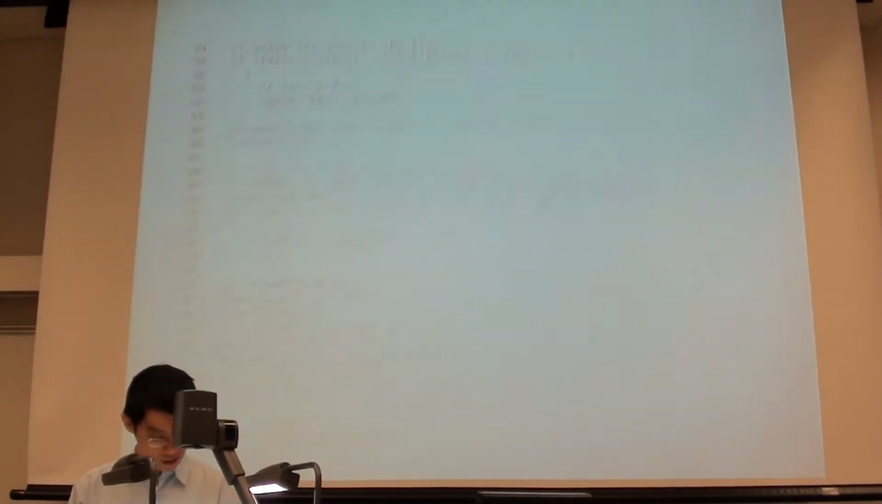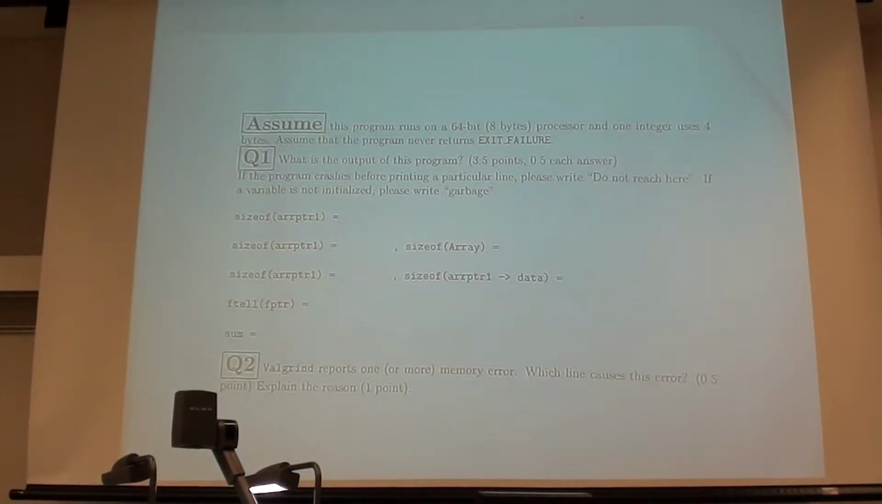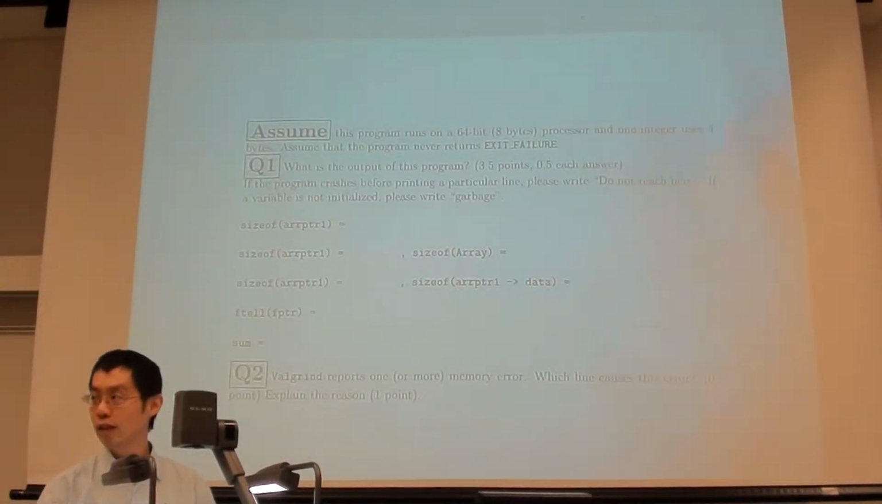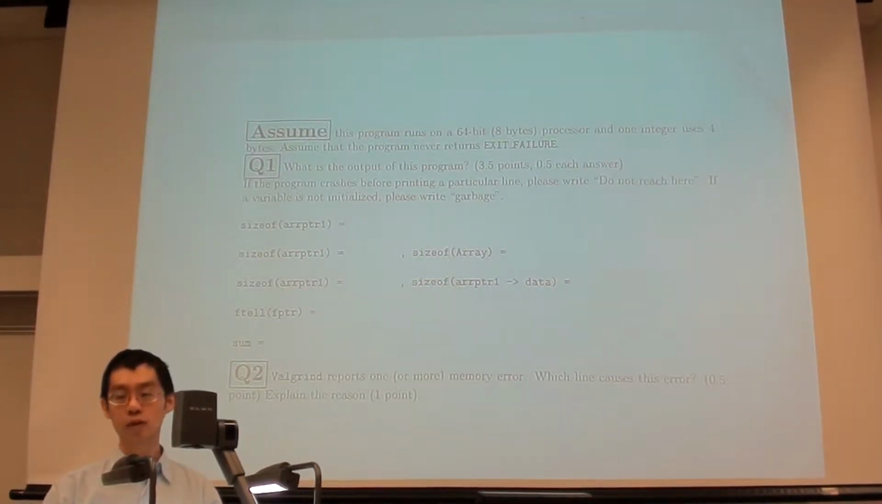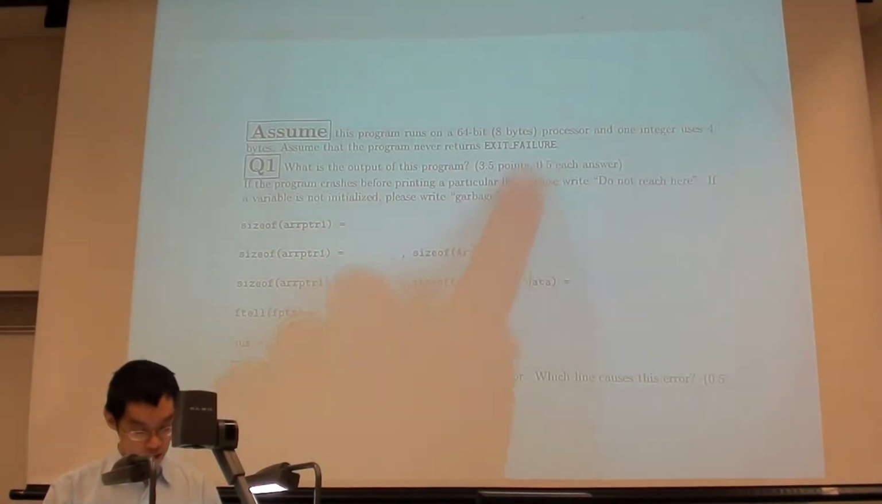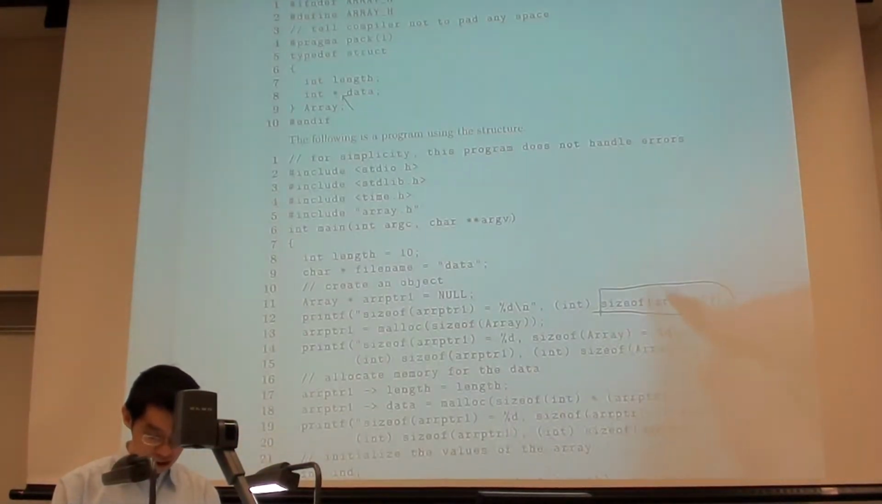So we give you information here saying assume this program runs on a 64-bit processor and one integer uses 4 bytes. That's where we give you the information. If it's a 64-bit processor, it means it needs 64 bits of space to store an address. That means a pointer has 8 bytes. Assume the program never returns exit failure. Okay, so what's the size of this? Since it's a pointer, its size is going to be 8.